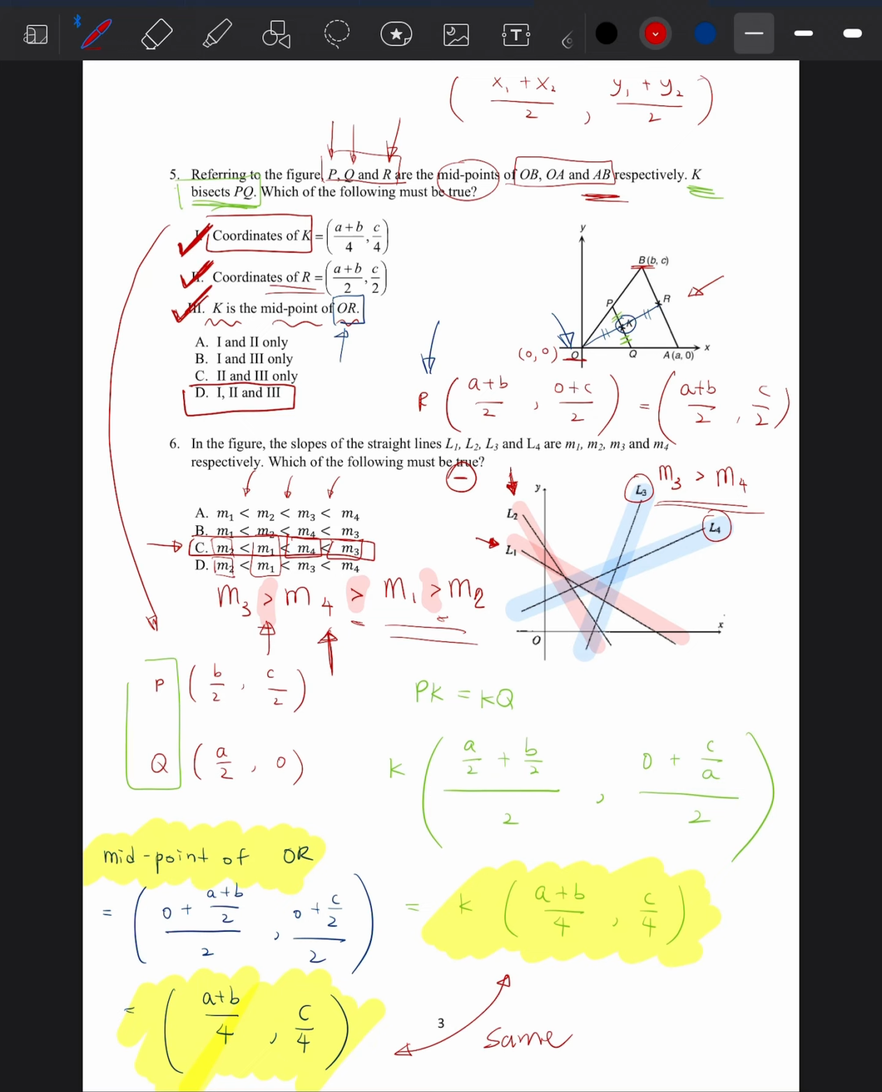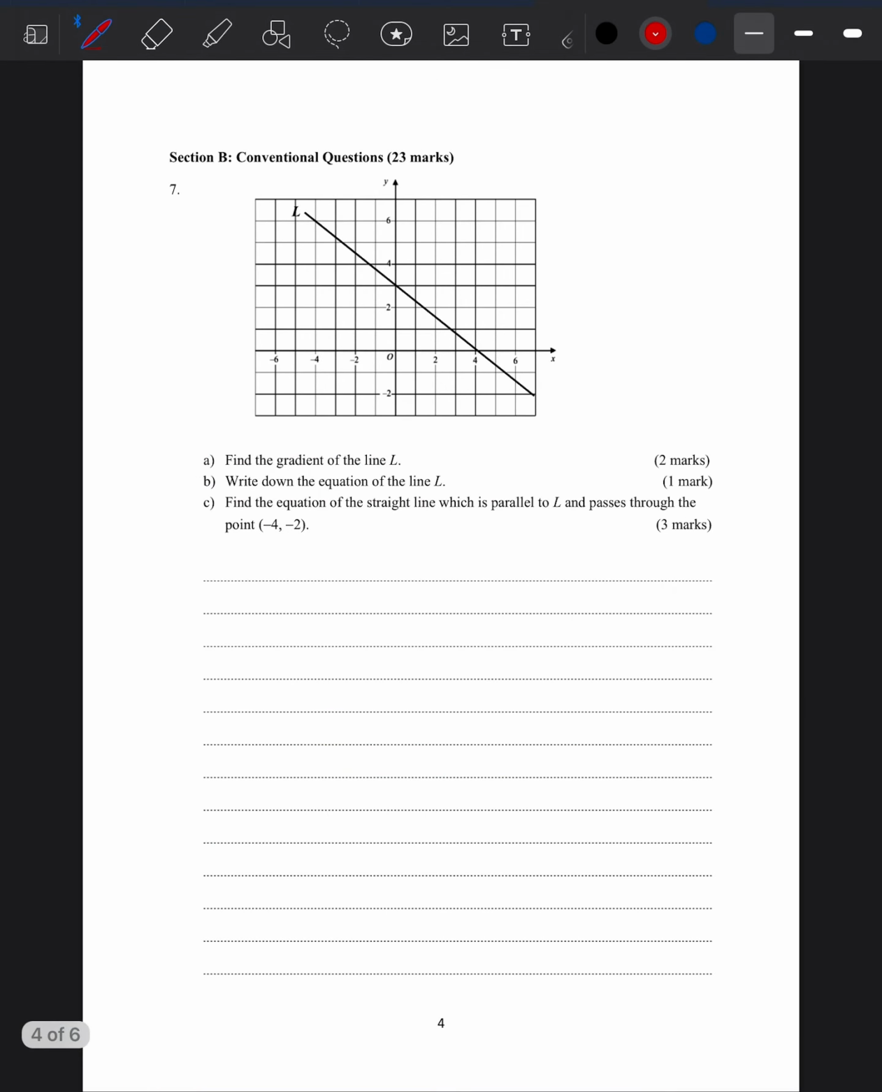So this is all about your multiple choice questions. Any questions so far? If no, we will look at the long questions.